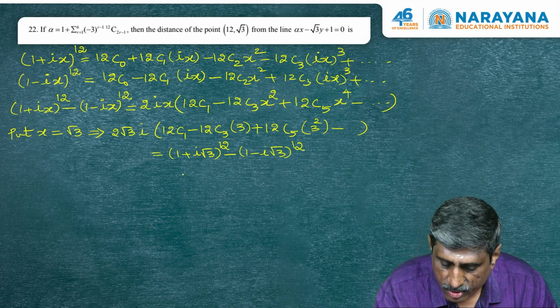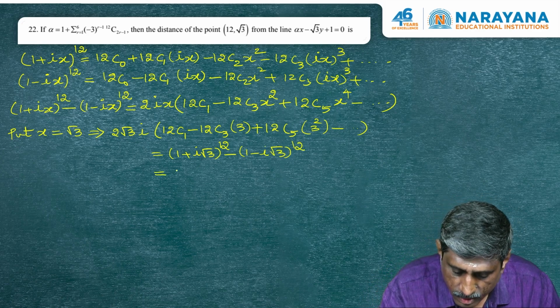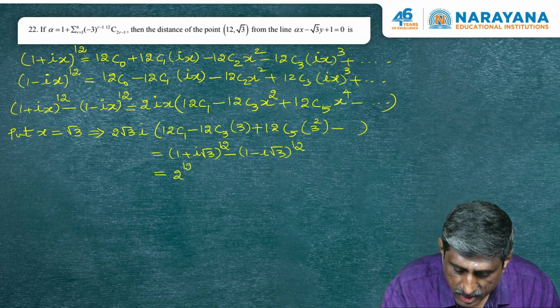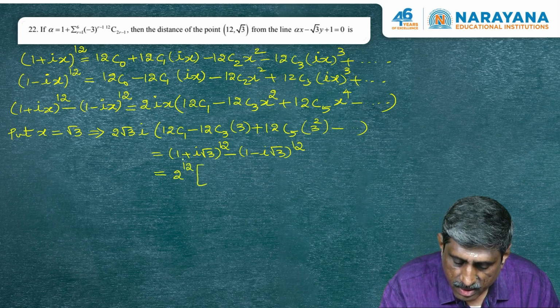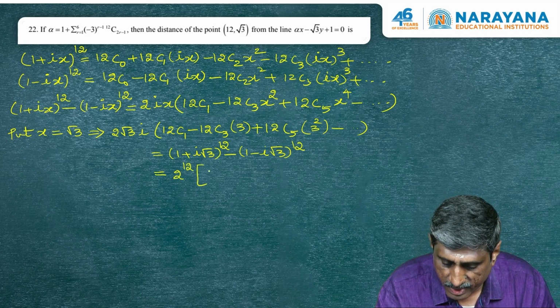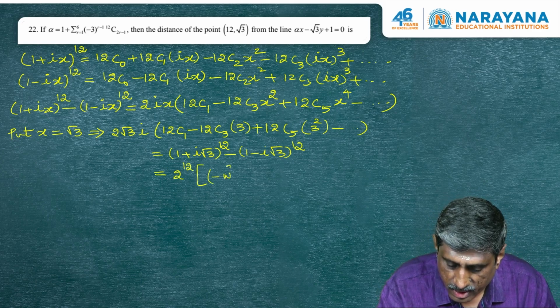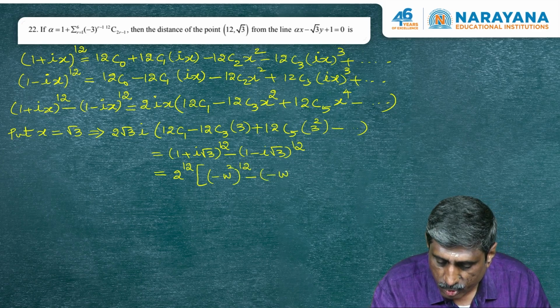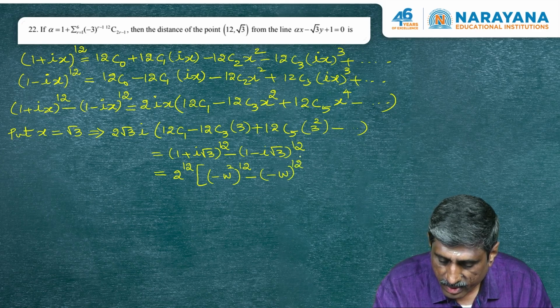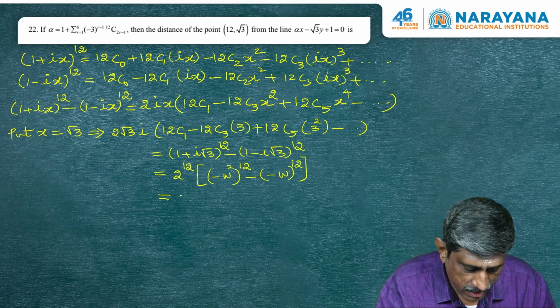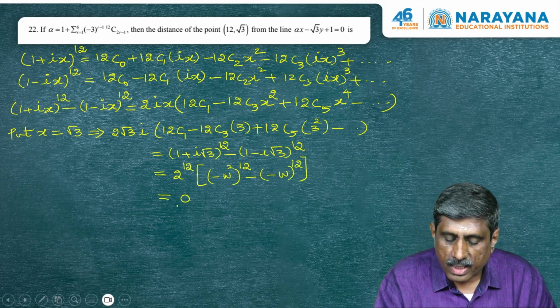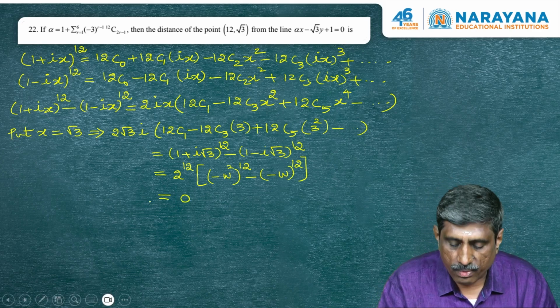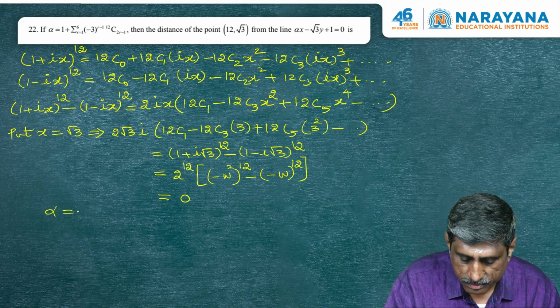1 plus i root 3 whole to the power of 12 plus 1 minus i root 3 whole to the power of 12, which is going to become 2 to the power of 12 into, this is minus omega square actually speaking, so minus omega square whole to the power of 12, and here it is going to become minus of minus omega whole to the power of 12. So, we clearly understand that it is 0. Therefore, the value of the given expression is 0. So, alpha is equal to 1.